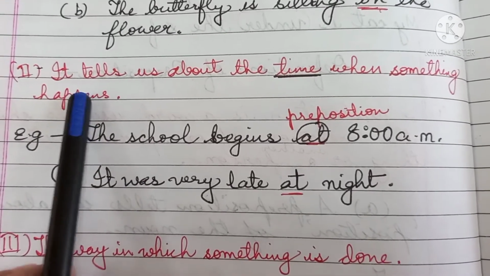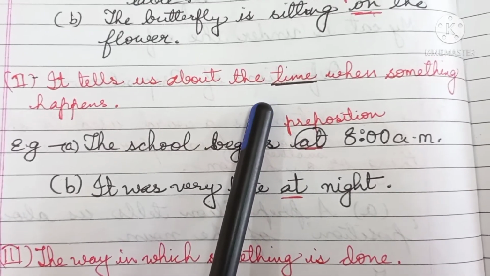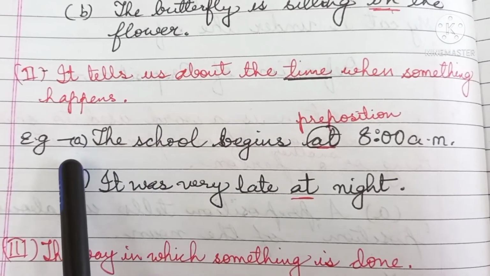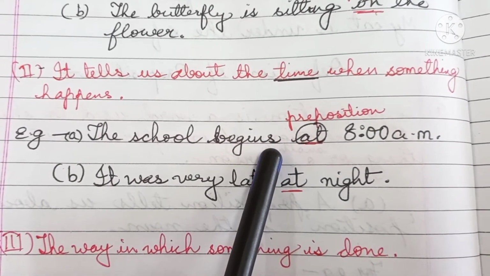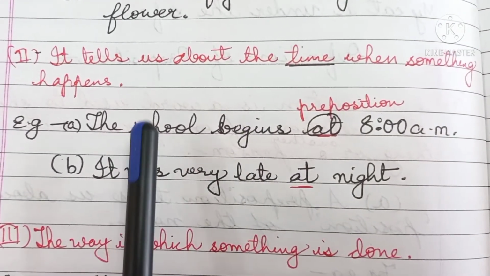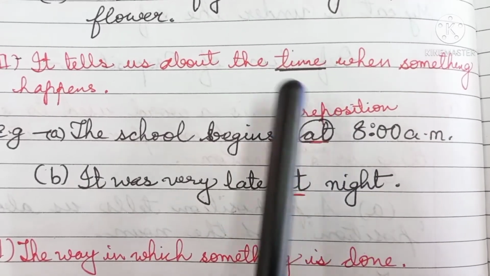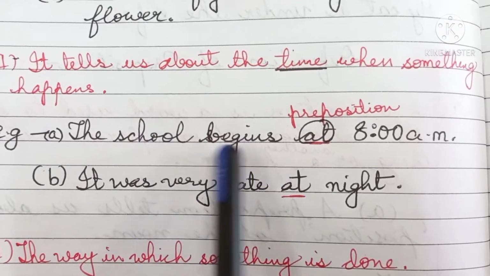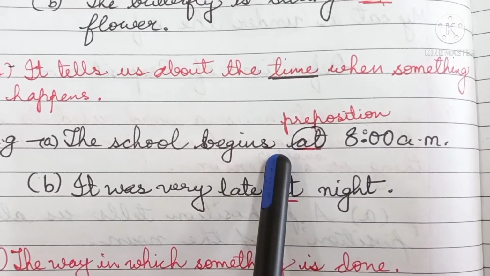Second, a preposition also tells us about the time when something happens. It is describing the particular time when something is happening. Like in the example given, the school begins at 8 a.m. You can see it is talking about the time when something is happening. What is the preposition here? The preposition is at. How? Because it is talking about the time when the school is beginning, when the school is starting. The school begins at 8 a.m. So the preposition is at.